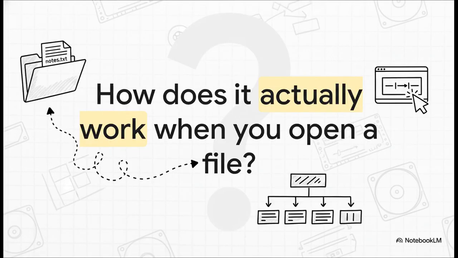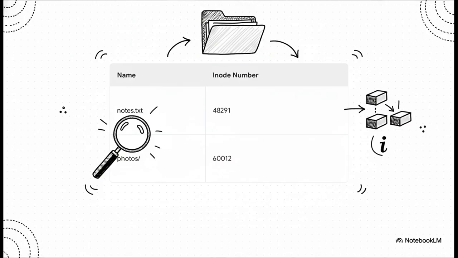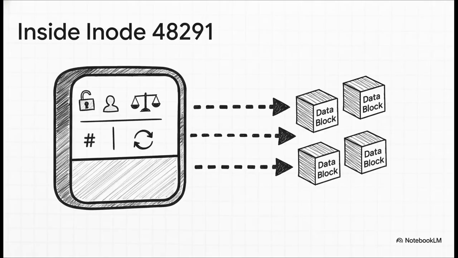Okay, so how does this all work in practice? Let's say you want to open a file called notes.txt. First, the system looks inside a directory. It's basically just a lookup table mapping names to inode numbers. Then, the system reads that inode number. It holds all the metadata and, most importantly, pointers to the data blocks.